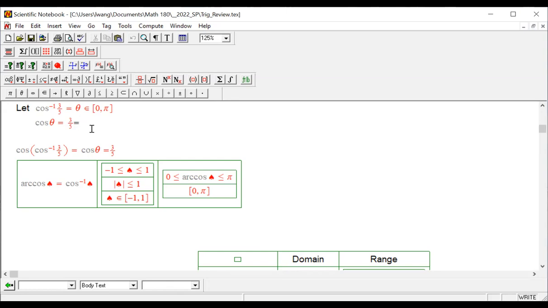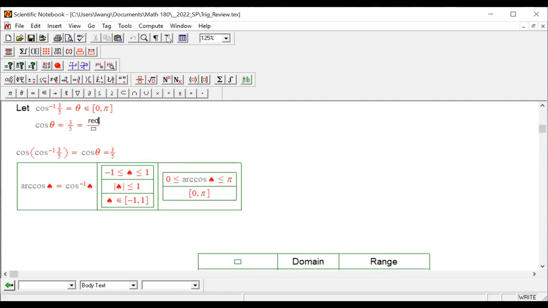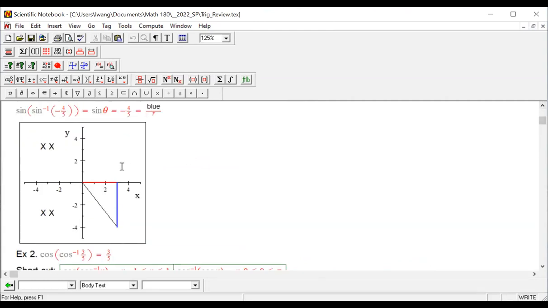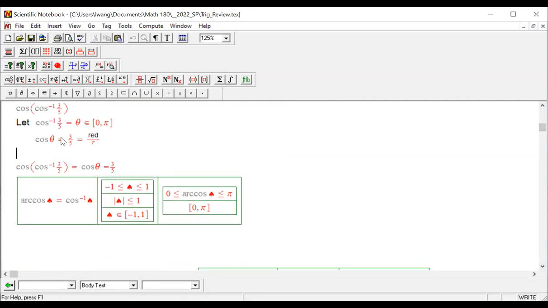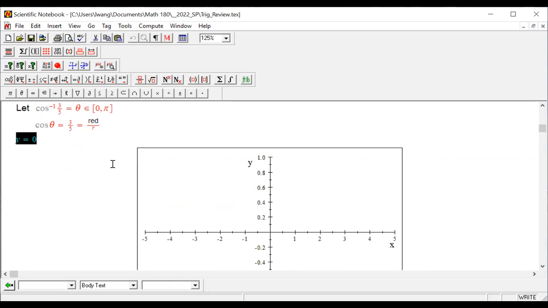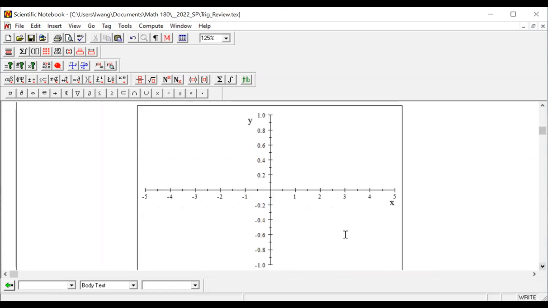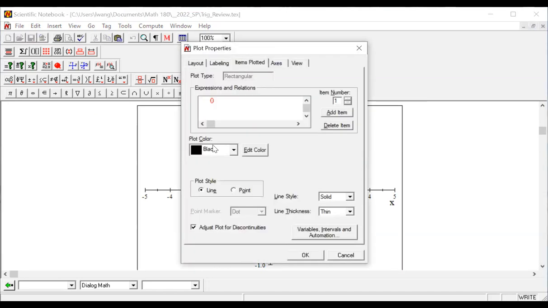By definition, cosine theta is going to be equal to what? It equals that red over R. So red is 3, R is 5, right? If we draw a rectangular system like this, this time the picture is going to be somewhat different, isn't it? Which quadrant will be crossed out? That's right, quadrant 3 and quadrant 4. Those are the no-fly zone.